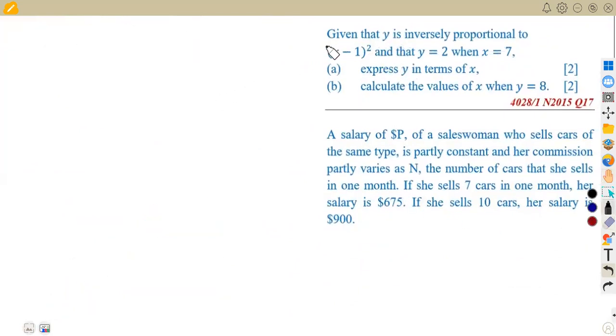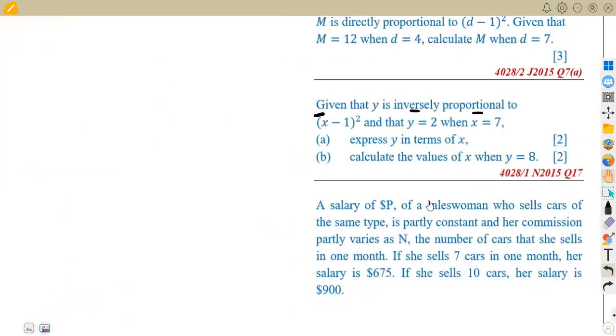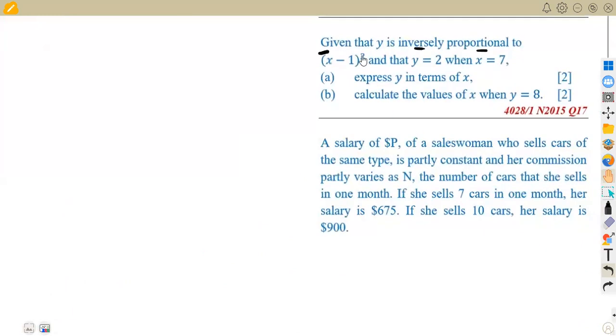Then, given that y is inversely proportional to x minus 1 squared. As you can see here, we're given the same format, but this time it's an inverse. The previous one was a direct variation, but this time we are dealing with an inverse, with the same concept of a square. So y varies, in this case inversely, that is 1 over what? Over x minus 1 squared.